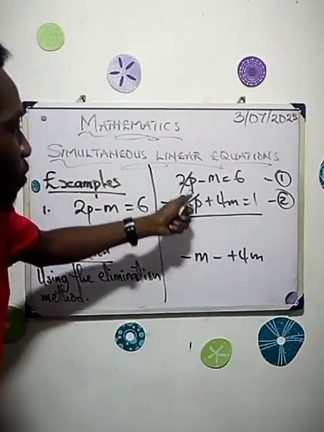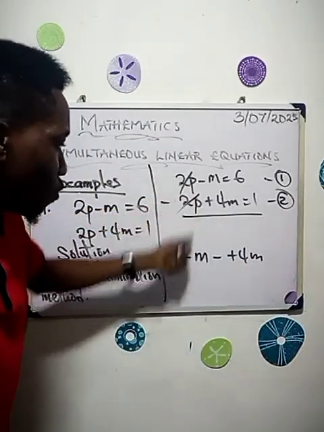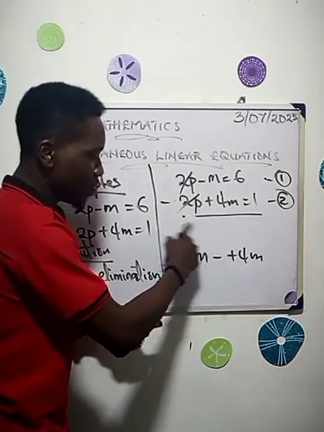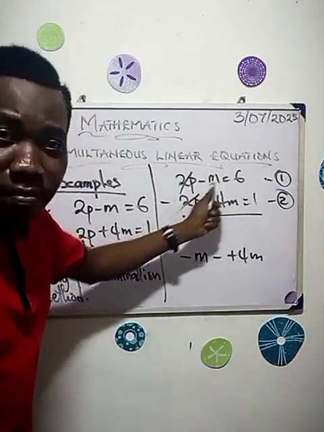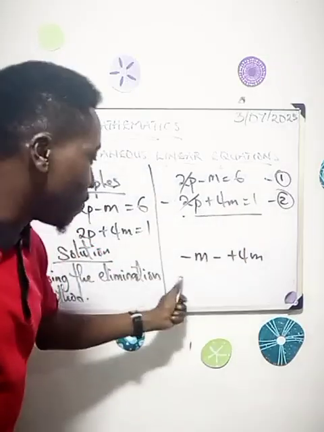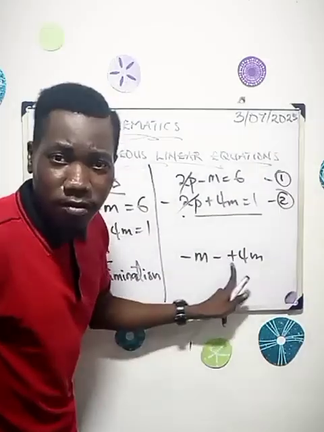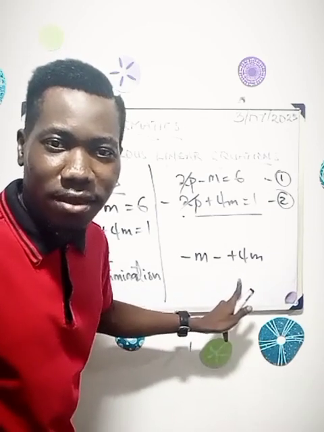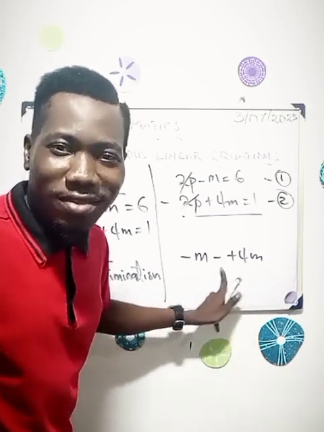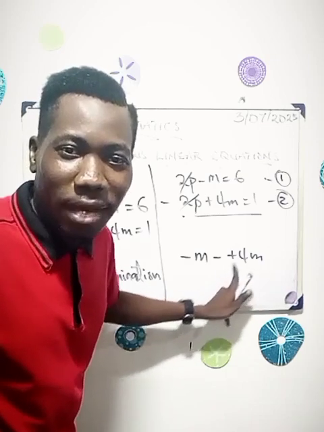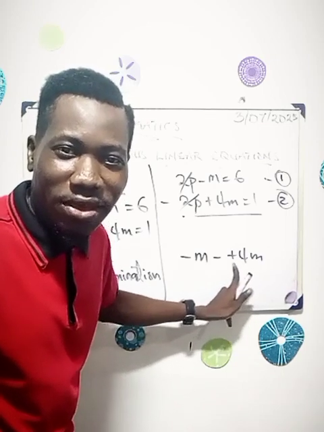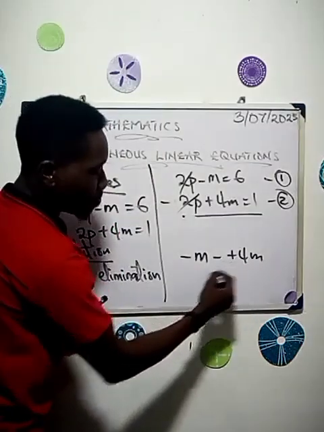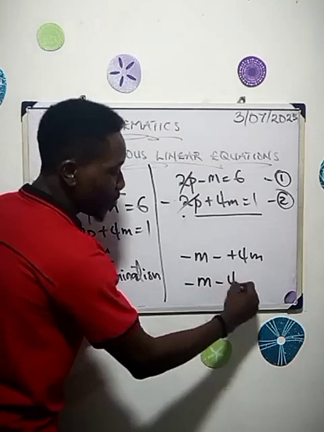So this is what we have. We need 2p minus 2p. We got 0. If I like, I write the 0. If I like, just leave it. It's the same. So minus m minus plus 4m. Now, what is minus times plus? Okay, minus times plus. Minus. So minus times plus is minus.